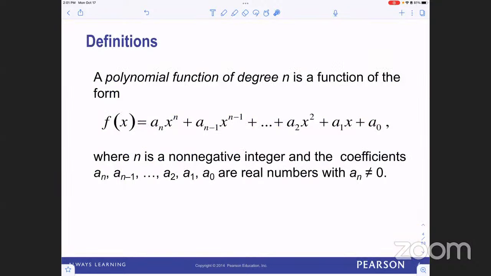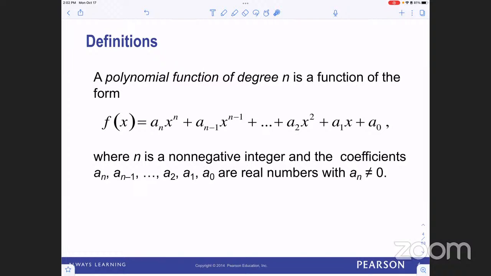So we have this definition that a polynomial function of degree n is a function of this form, where n is a non-negative integer and the coefficients, a sub n minus 1, all the way down to a naught, are real numbers where a sub n is not equal to 0, right?